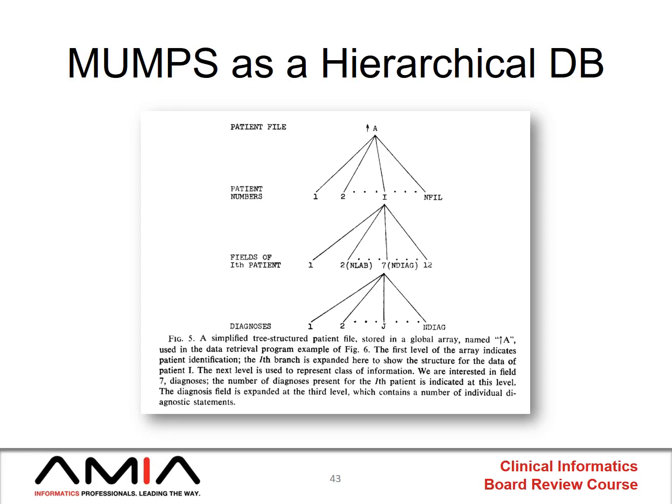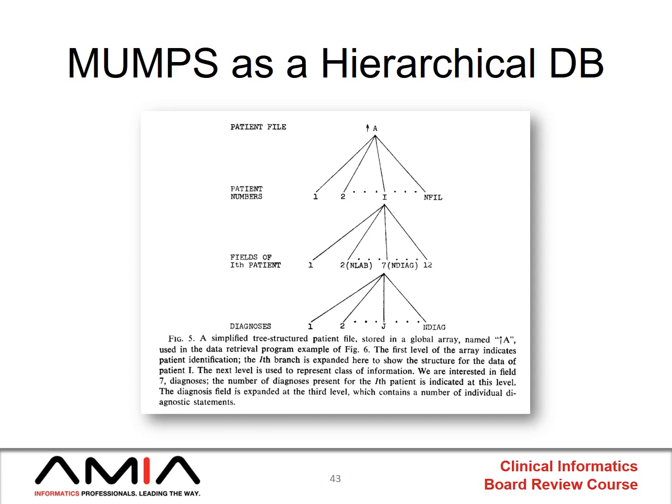And in the original manuscript, they showed this diagram, which should remind you of that hierarchical database diagram from a couple of slides ago. There's a master patient file, a global array that's represented by this up arrow that later became a caret. Every patient is indexed according to a specific number, and if you tunnel down to that specific patient, now you've got all the individual attributes of the patient. There are a list of laboratories, there are a list of diagnoses, there are a list of whatever.